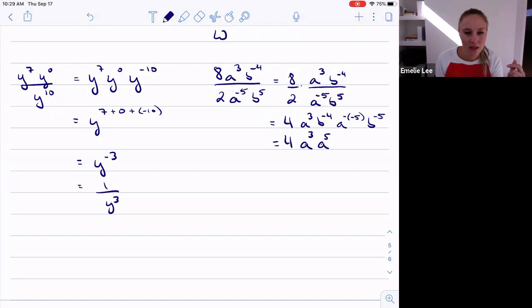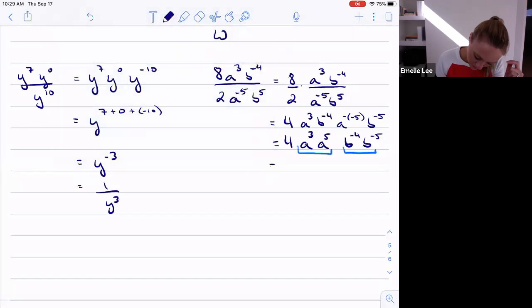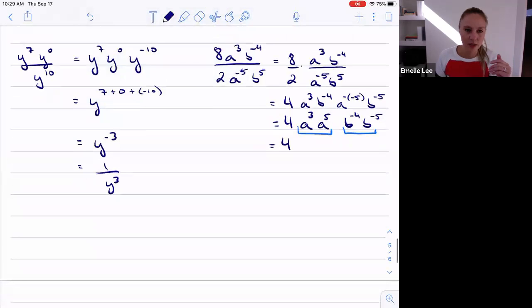And then I've got b to the negative 4 times b to the negative 5. So what I have, right, I can collect these bases. Okay. So I get 4 times a to the power of 3 plus 5.